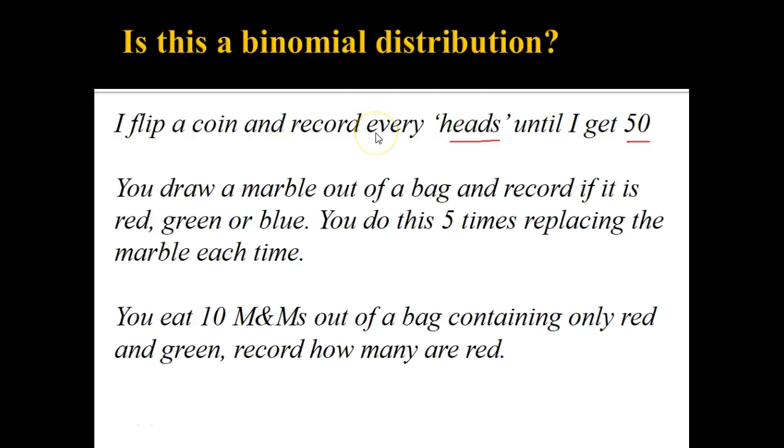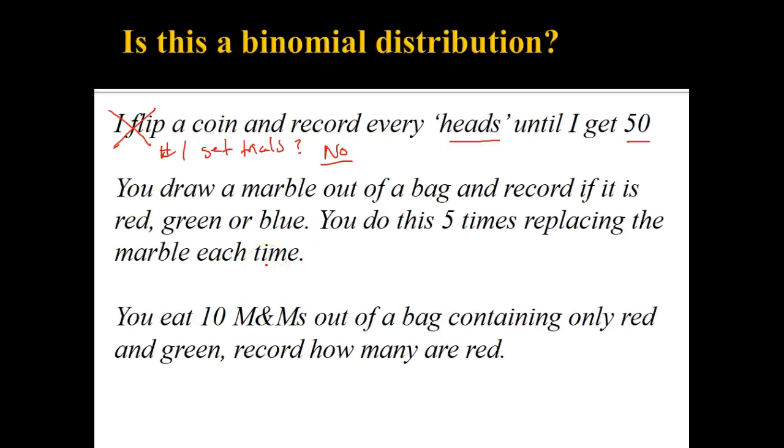Okay, is this a binomial distribution? Well, question number 1, is there a set number of trials? And the answer is no. I didn't say I'm going to flip a coin 50 times. I said I'm going to keep flipping it until I get 50 heads. So no, that is not a set number of trials. So this is not a binomial. We don't even have to check anything else. This is the coin flipping one. So generally coin flipping ones are binomial, but because I didn't specify the number of trials, that's not binomial.